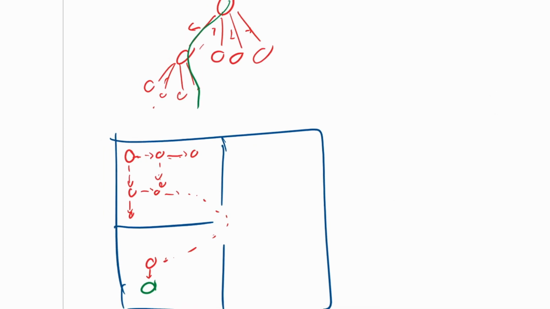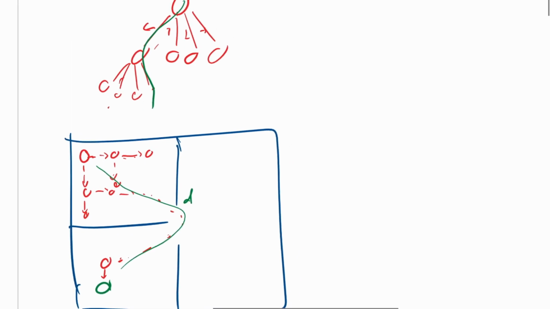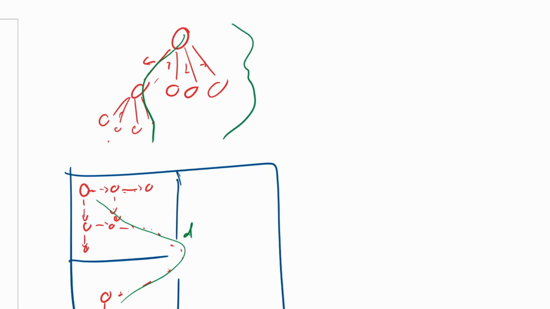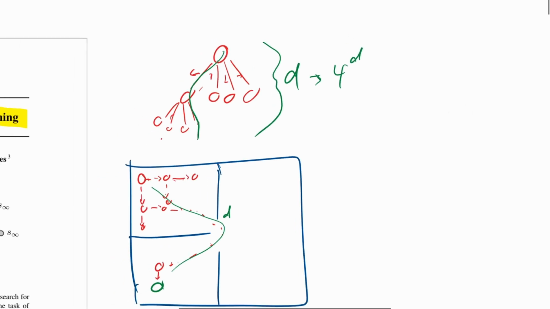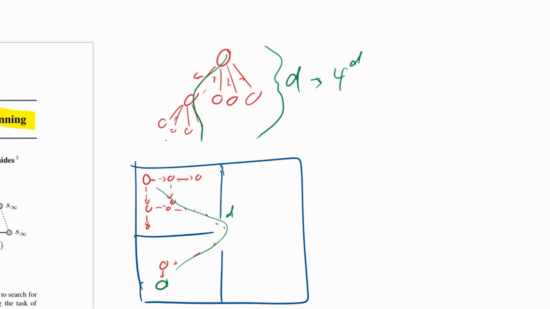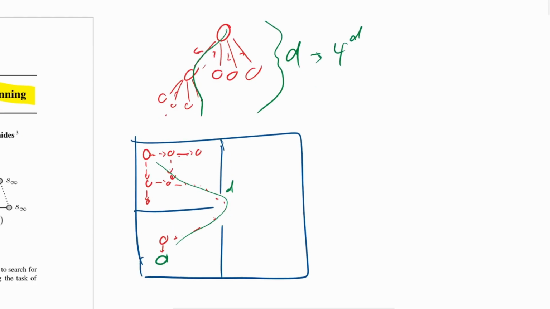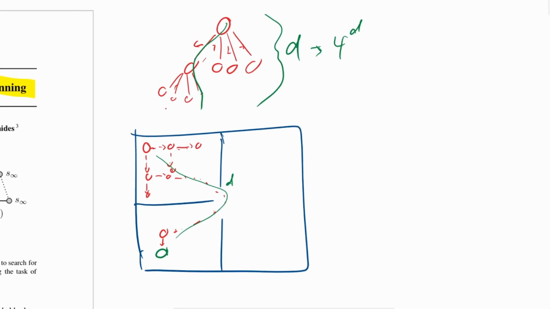The problem is if the path to the goal here is, let's say, D steps long, then this tree here is going to be D layers deep. And in our case, that means we'll have 4 to the D nodes in that tree before we even reach the goal. And that is just a big tree. And we can't construct all of it.